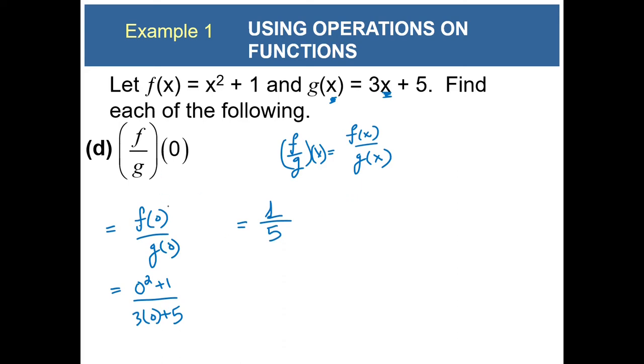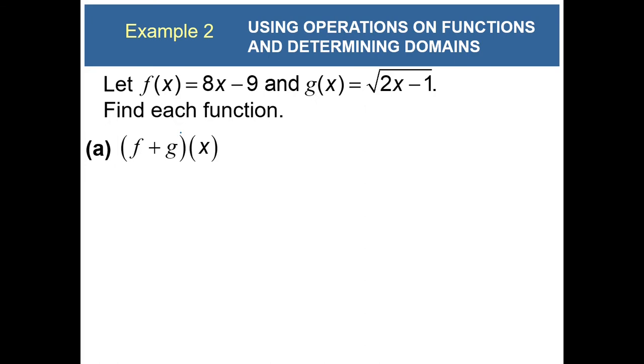So f over g of 0 is 1 over 5. Let f of x be equal to 8x minus 9 and g of x be equal to the square root of 2x minus 1. Find each function.